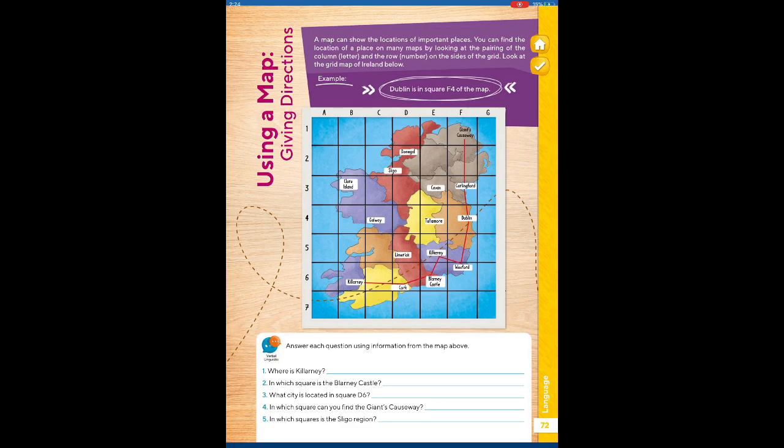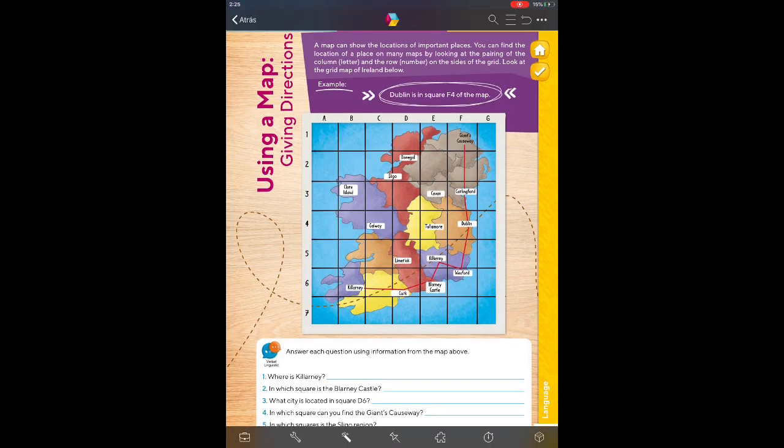It says, using a map, giving directions. A map can show the locations of important places. You can find the location of a place on many maps by looking at the pairing of the column letter and the row number. Okay, so on the sides of the grid, look at the grid map of Ireland below. Example, Dublin is in square F4 of the map.